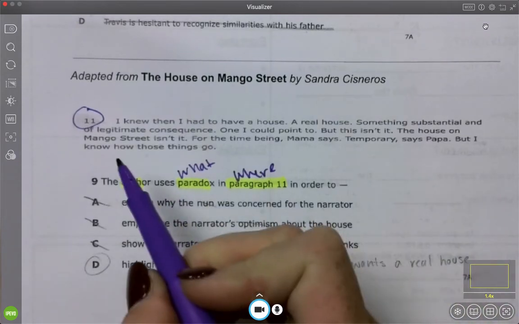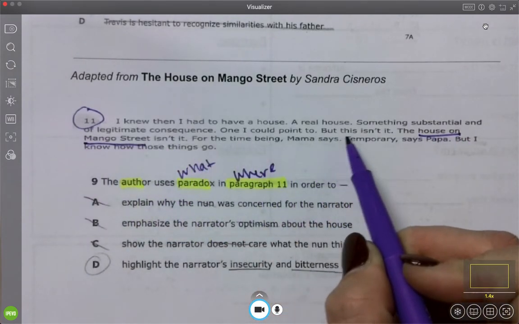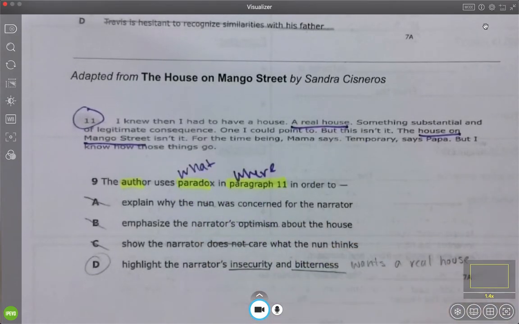So she says, the house on Mango Street isn't it. She says she wants a house, but this house isn't it. Well, if she wants a house, she has a house. So this isn't technically the house she wants. The student underlined the words insecurity and bitter. She does not feel good about this house. She's self-conscious about it, and she is bitter or upset that she lives in this house that she does not like. That's what she means by she wants a real house.